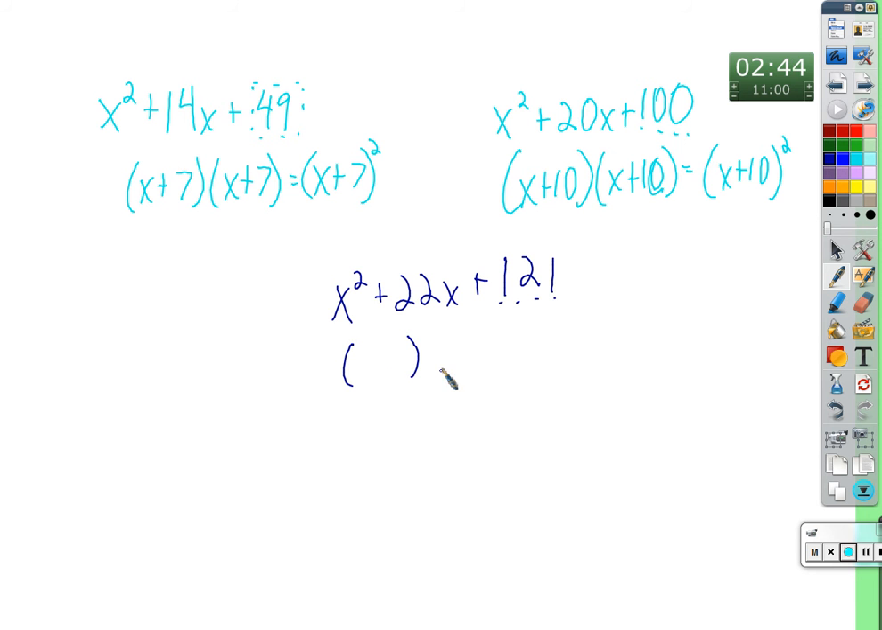Connor, how will this factor? They have to be identical, right? Okay, how'd you know it was 11? Because 2 11s add up to 22. Yes, 2 11s add up to 22. It has to add up to this number right here, right? And it has to be identical.